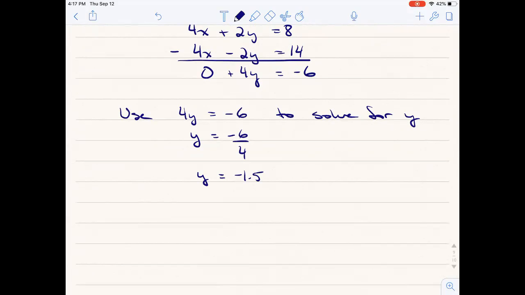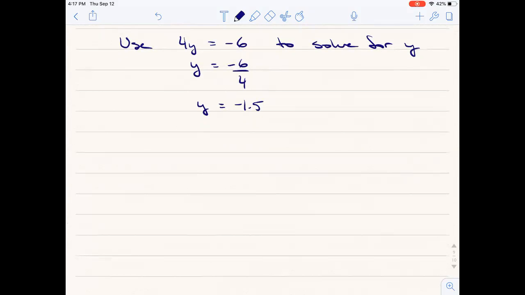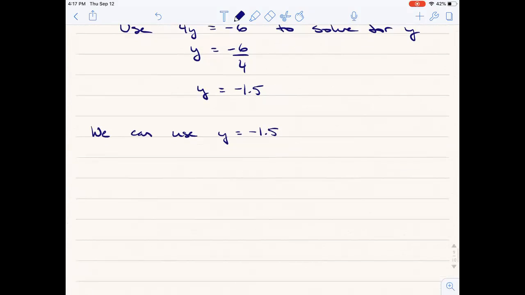But you can see why this was the hardest option that we chose to do, as an example. I also think substitution is easier, but that's just me. Now you can take this y and plug it into either of the two equations and then solve for x. We can use y equals negative 1.5 in either equation.